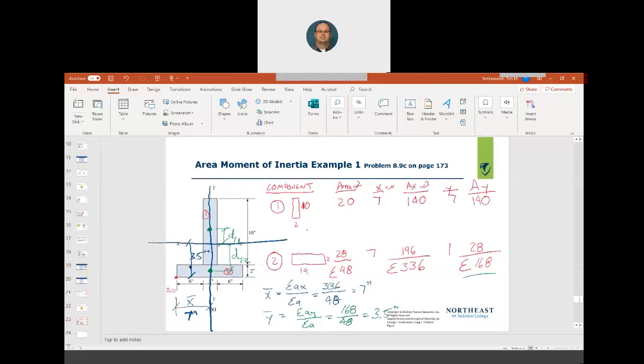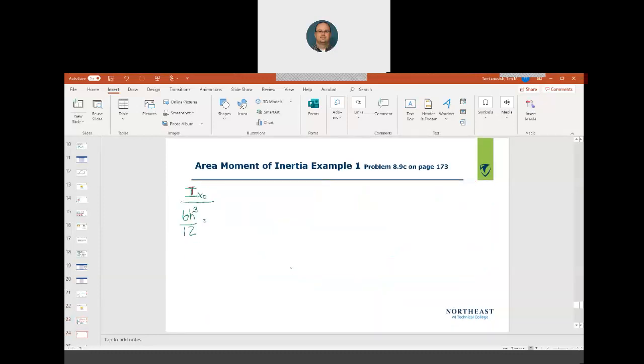So component 1, B is 2 and H is 10. So 2 times 10 cubed divided by 12 equals, okay, so this is component 1. 2 times 10 cubed divided by 12, and that equals 166.67. So this is component 1.